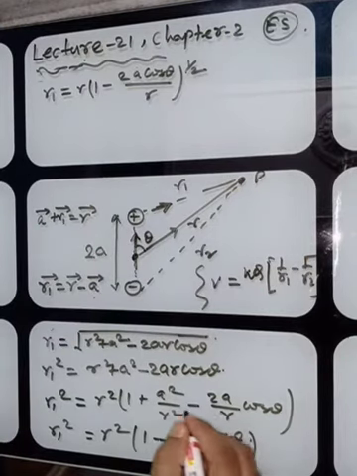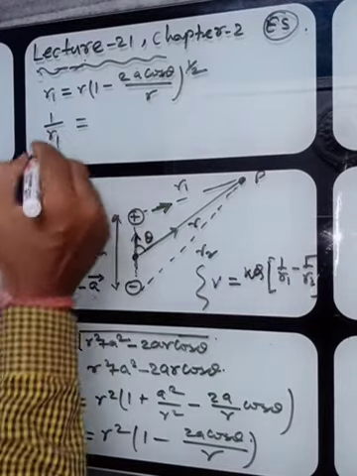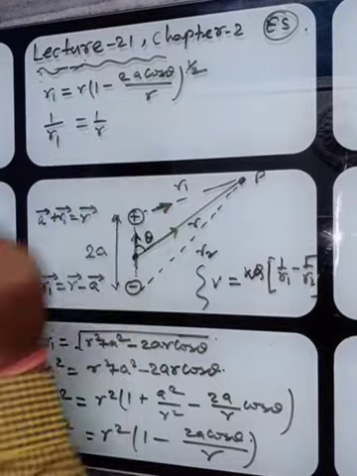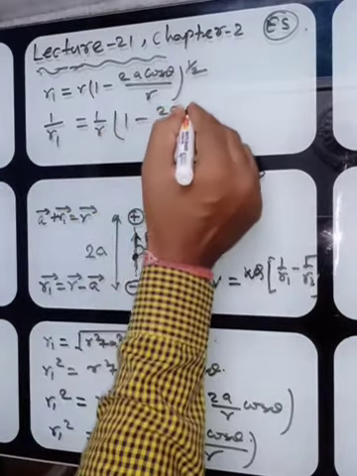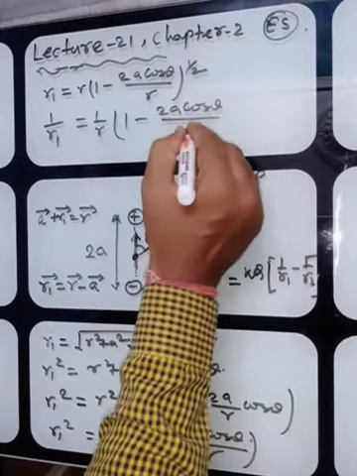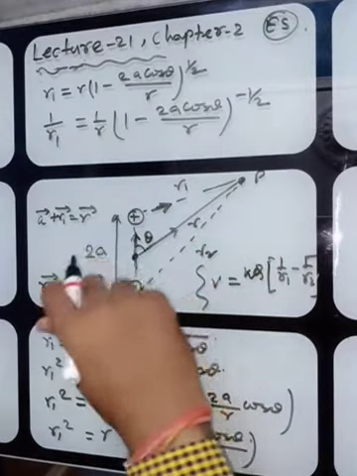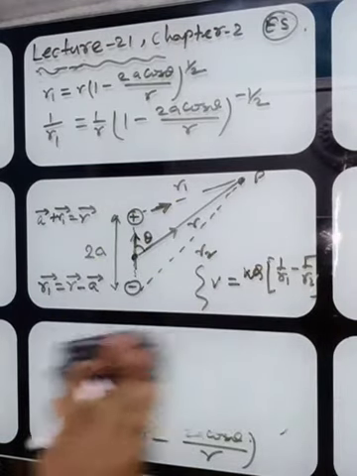Okay, my dear student. Now 1 by R, we are doing reciprocal. This will be the 1 by R, and this will be how much? 1 minus 2A cos theta over R, to the power minus 1 by 2. If it reciprocates, then it looks like this one. I'm erasing this one.